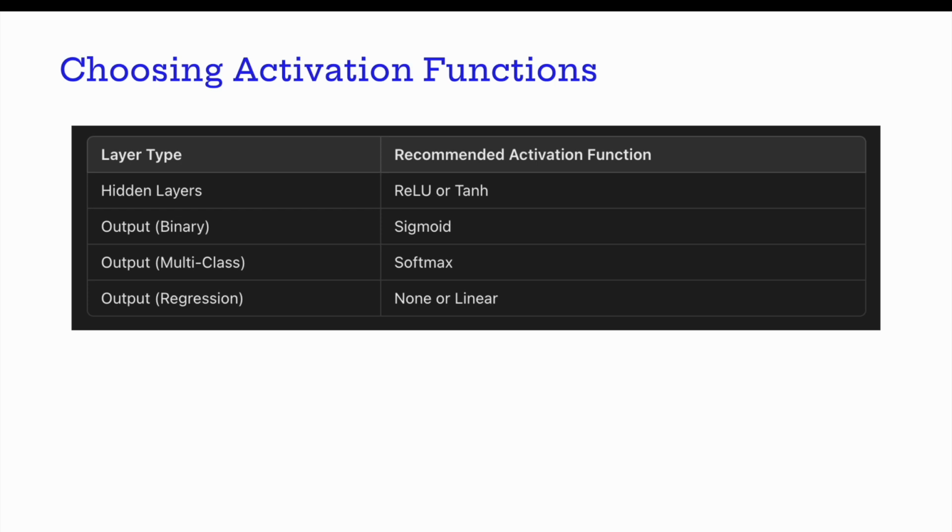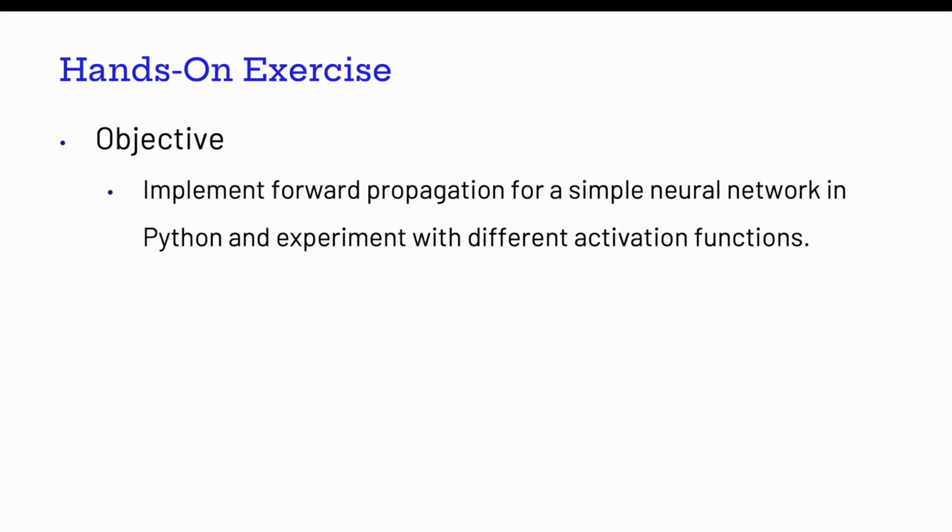Depending on the layer type, for example, if you're using hidden layers, then ReLU or tanh is the recommended activation function. In output, for binary data, you use sigmoid. For output in multi-class, use softmax. And for output where regression is applied, you use none or linear. So let's jump into a hands-on exercise where we will be implementing forward propagation for a simple neural network in Python and experiment with different activation functions.